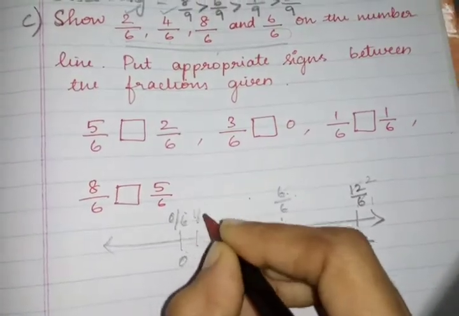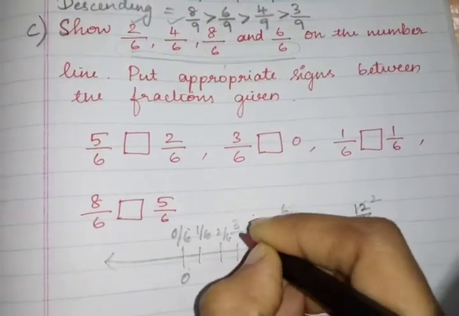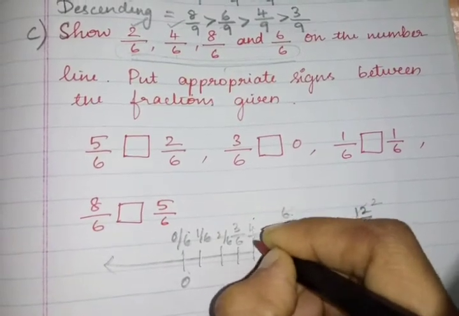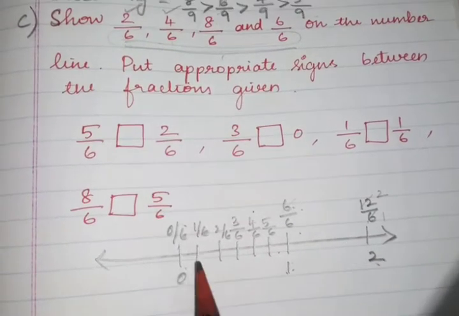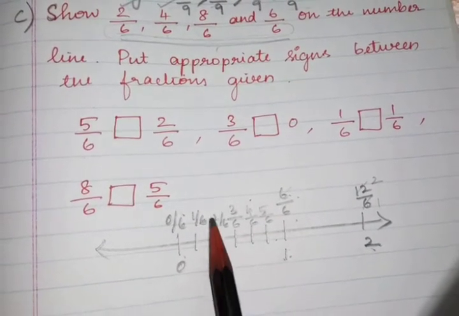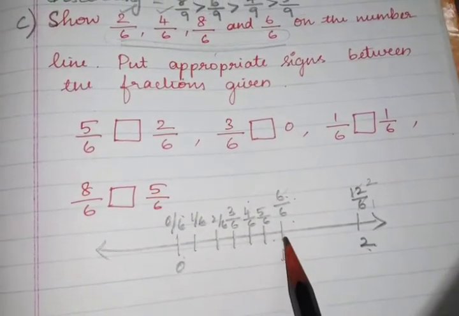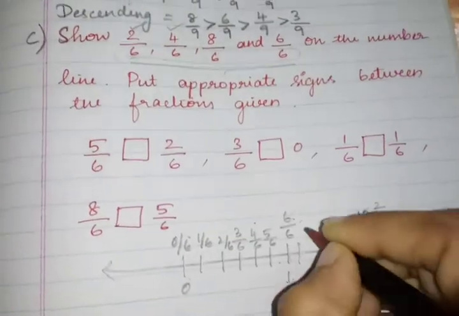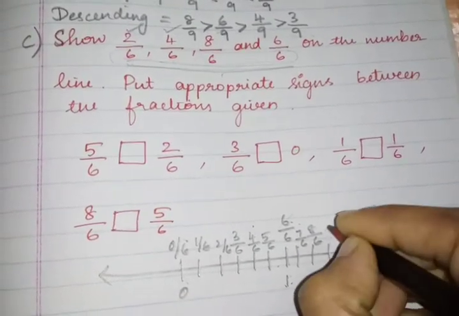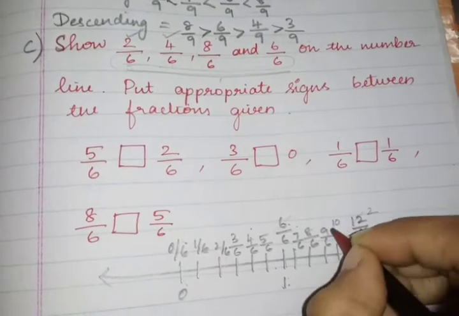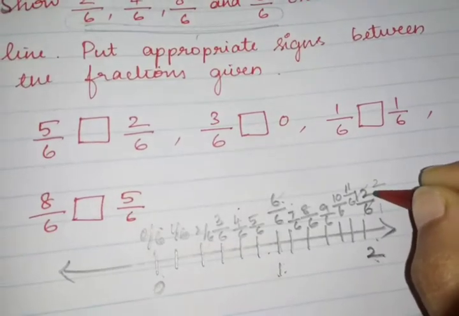0 by 6, after that 1 by 6, next 2 by 6, next 3 by 6, 4 by 6, 5 by 6, 6 by 6. Is it? 0 by 6, 1 by 6, 2 by 6, 3 by 6, 4 by 6, 5 by 6, and 1 will be 6 by 6. After that, next start: 7 by 6, 8 by 6, 9 by 6, 10 by 6, 11 by 6 and 2 has become 12 by 6.